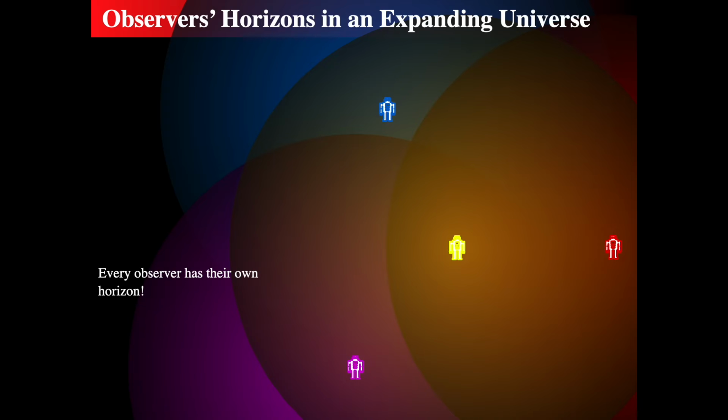That actually makes an interesting statement because blue sees the same thing, red sees the same thing, purple sees the same thing. Everybody has their own horizon. More importantly then, where do those horizons end? Because presumably to the right of the red observer, there's more observers, and to the upper left of the blue observer, there's more observers, and to the left and down from the purple observer, there's more observers. Where does that end? How does that stop?